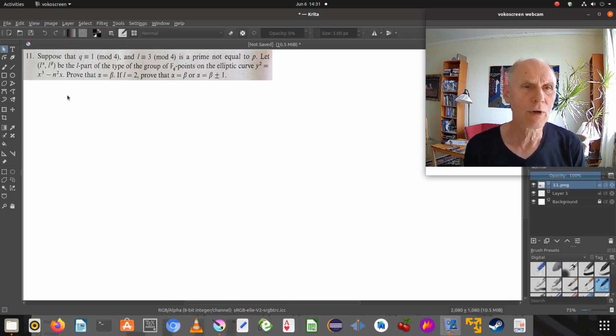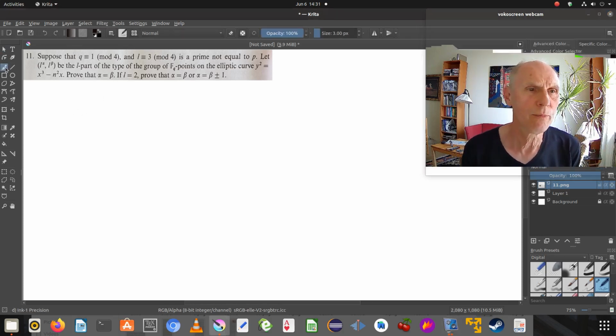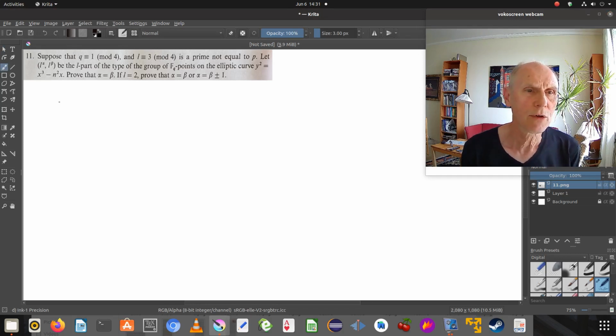Well, first let's see what I think is the thing we should do. We should simply look at the usual automorphism. Now that is ugly. Phi, the point is mapped into minus x, square root of minus 1 times y.